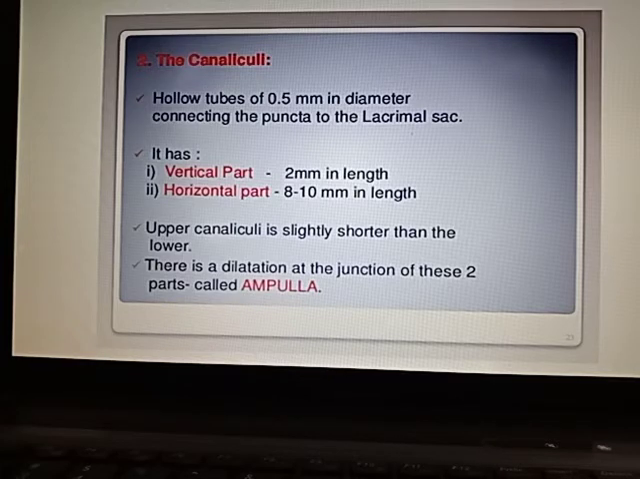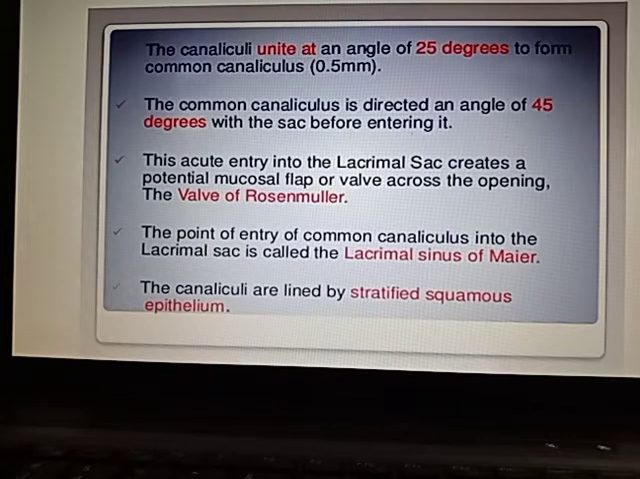Okay. Then come to this. The canaliculi unite at an angle of 25 degrees to form a common canaliculus 0.5 mm in length. The common canaliculus is directed at an angle of 45 degrees with the sac before entering it. So it forms an acute angle when it goes to the lacrimal sac, and due to the acute angle, some part of the mucous membrane of the lacrimal sac acts as a valve, and this valve is known as the valve of Rosenmuller. The point of entry of the common canaliculus into the lacrimal sac is called the sinus of Maier, and the canaliculi are lined by stratified squamous epithelium.